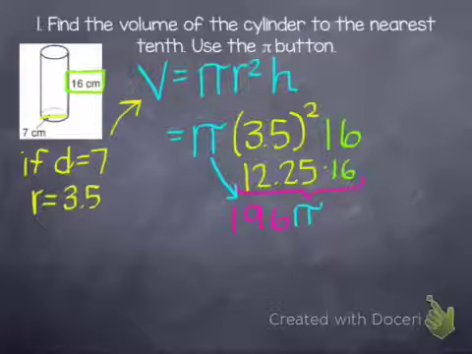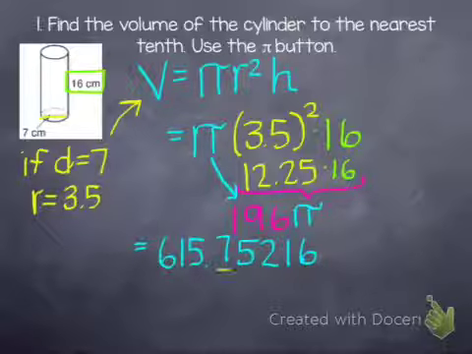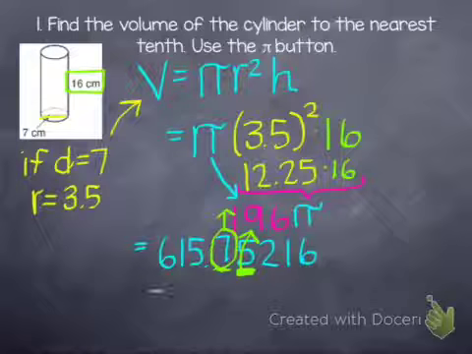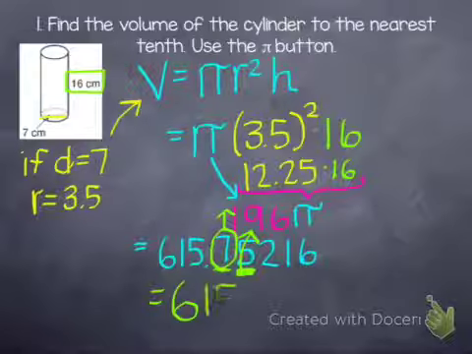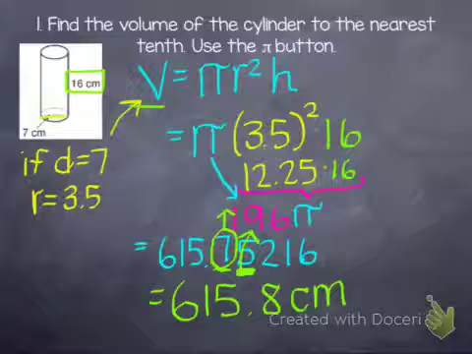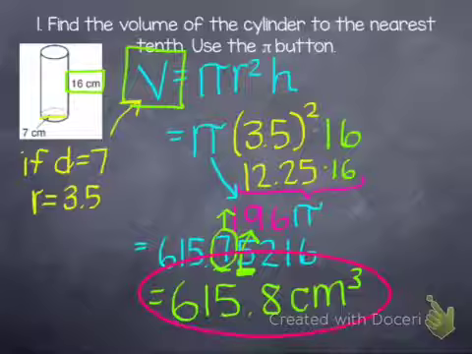So we're going to do 196 times the pi button on our calculator. And this is going to give us a total of 615, and my decimal looks like this. 75216 keeps going. But I'm going to round, so if I want to round this number, I have to decide if this is 5 or bigger, and it is. So 7 is going to round up to the next number, which would be 8. So our total is 615.8. And we're going to be using centimeters, and because volume is 3D, it's cubic. And that's your answer.